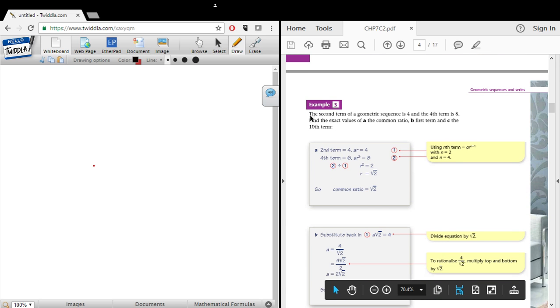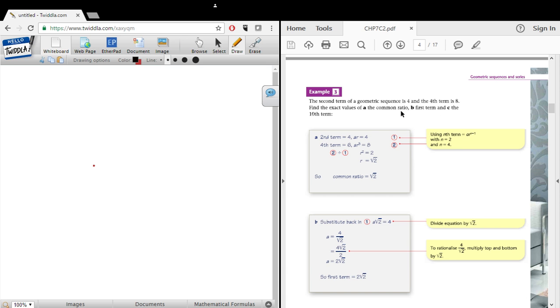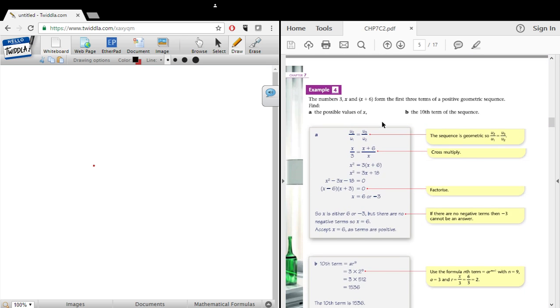So example 3, a very simple example. Find the common ratio, the first term and the 10th term. So everything that we've done before, and you can do it in your own time.